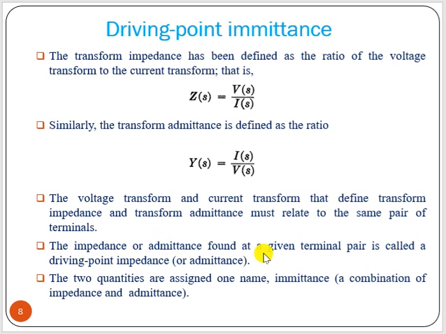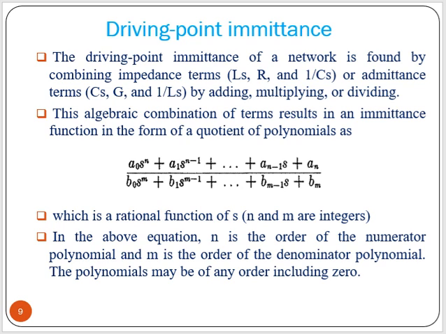Now the impedance or admittance found at a given terminal pair is called driving point impedance or admittance, or driving point immittance. The two quantities are assigned one name, immittance, a combination of impedance and admittance, that already I have told you. Now, the driving point immittance of a network is found by combining the impedance terms of inductor, capacitor, and resistor. For resistor, it is only R. For inductor, in Laplace domain, it is SL. For capacitor, in Laplace domain, 1 by CS.